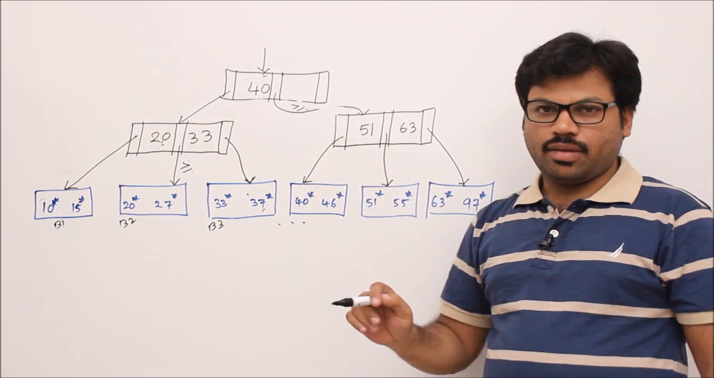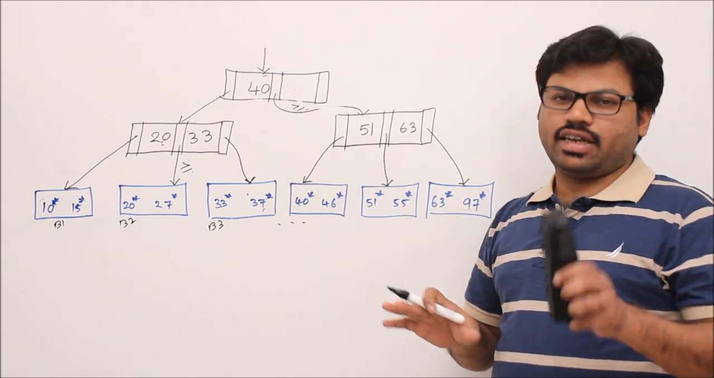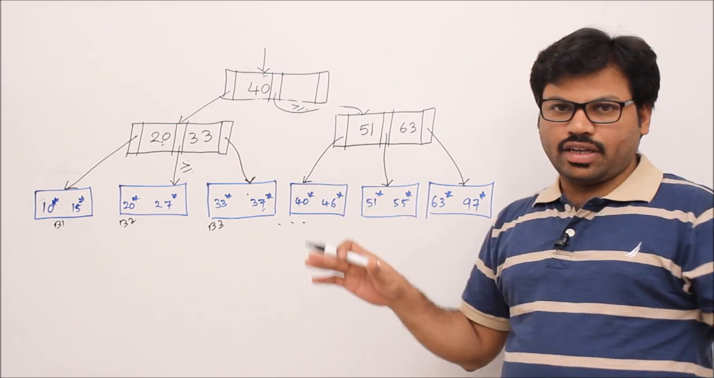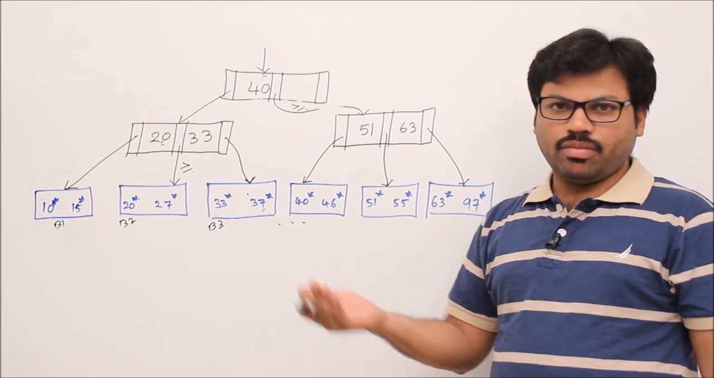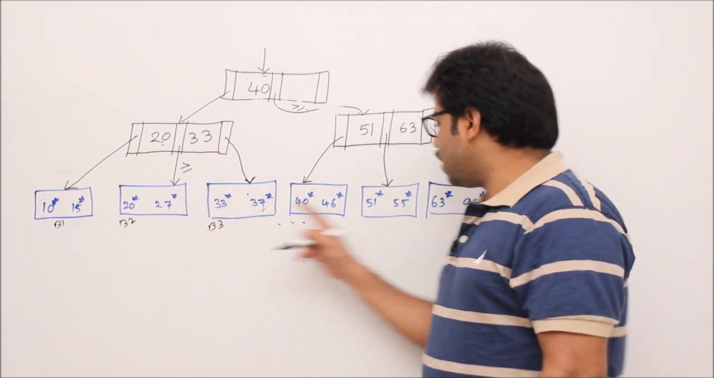Now this is called ISAM tree. Initially it is a static tree. It will not grow dynamically. Only overflow pages will be growing. Otherwise, the remaining thing is the same. We never increase the number of leaves.